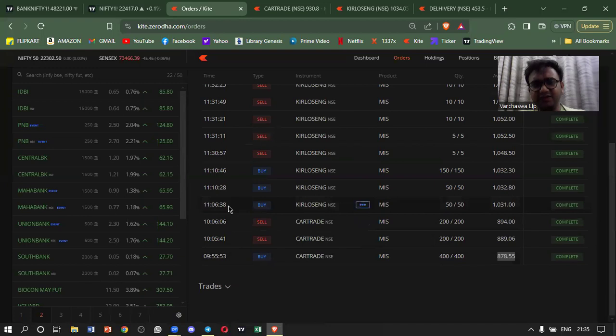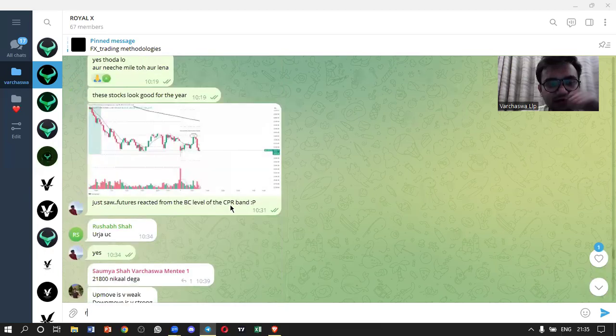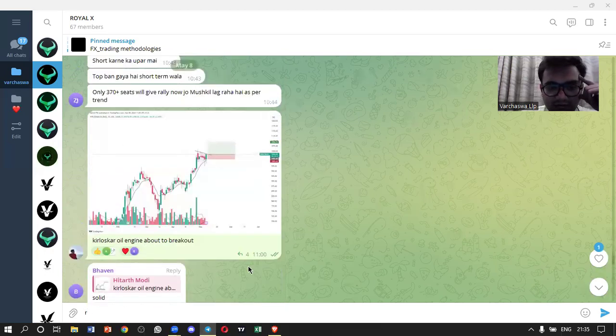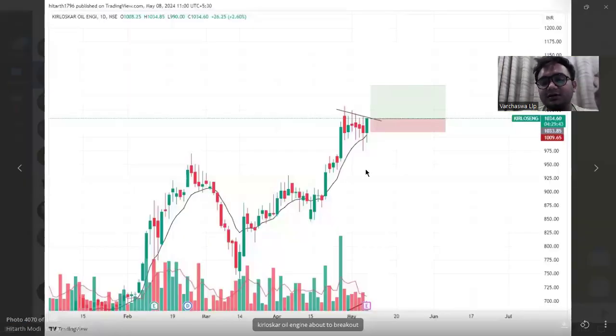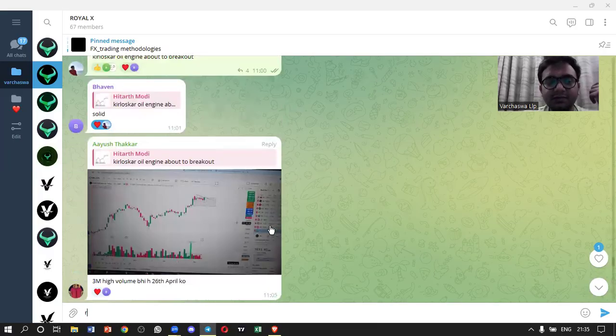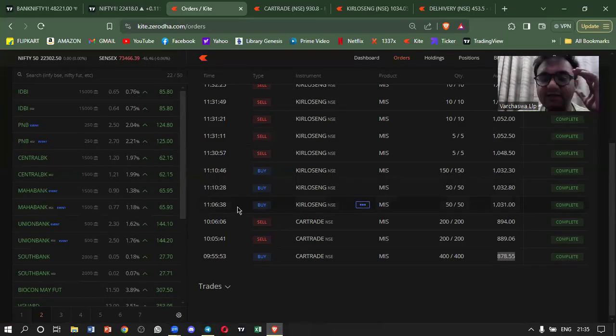Later on, I updated regarding the second trade of the day, which was Kirloskar Oil Engine. That was given beforehand in the community at 11 o'clock in the morning. Kirloskar Oil Engine is about to break out. Even this was seen on my Falcon. Also, I was just browsing through a few charts yesterday and was looking for stocks which will be posting earnings. Today, Kirloskar Oil Engine had its earnings, and that's why it was there in my watch list. I had shared this chart with the mentees. Everyone liked the chart, and apparently I took an entry at 11:06.